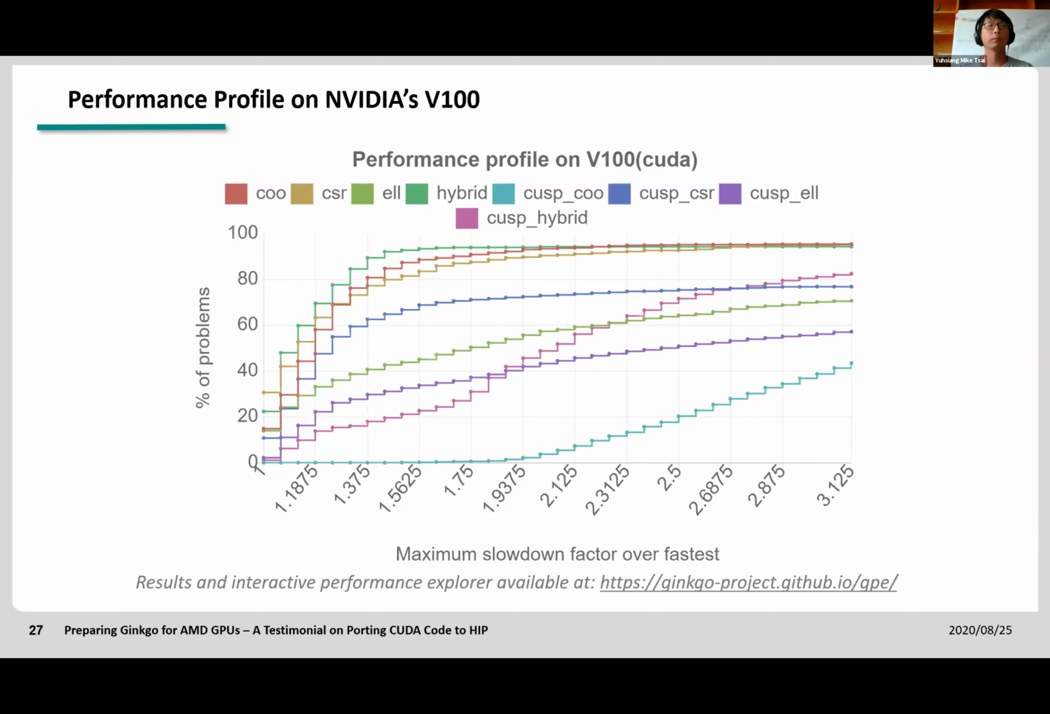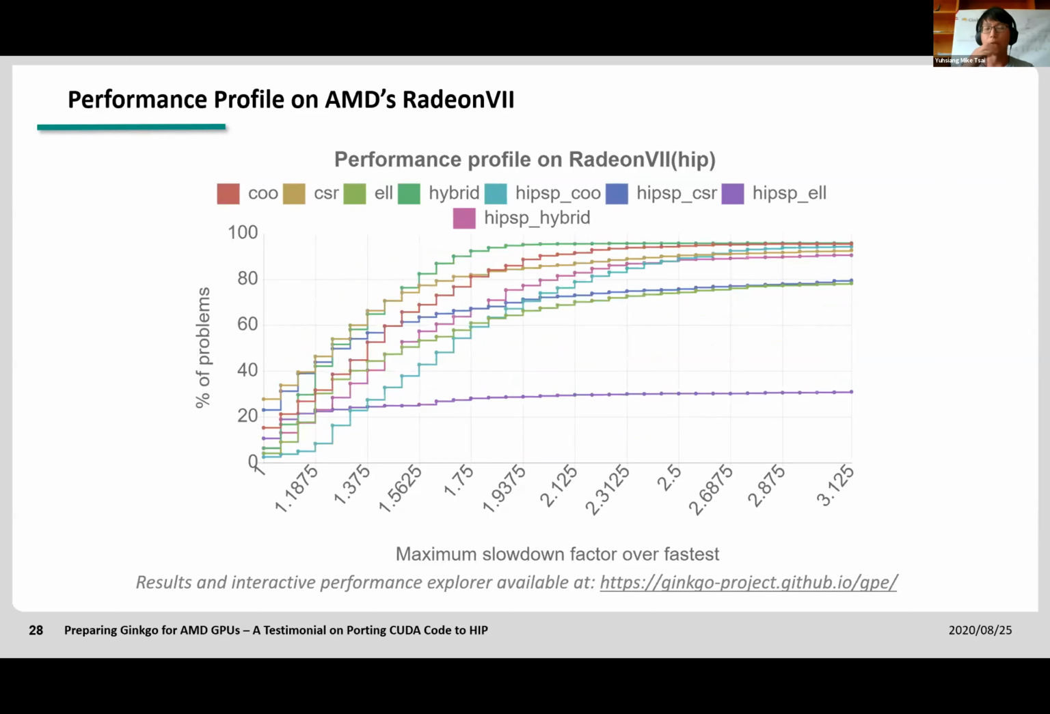We also analyze on the AMD GPU. For the Radeon VII, we also compare the SpMV, and it gives a similar performance profile. Our CSR is still the best one, but it's more costly compared to hipSPARSE CSR. But our hybrid will still be the generalized one. So maybe if you want to solve all problems, you choose hybrid, and you need to accept a 1.9 slowdown factor here.